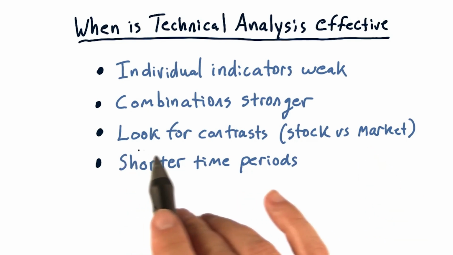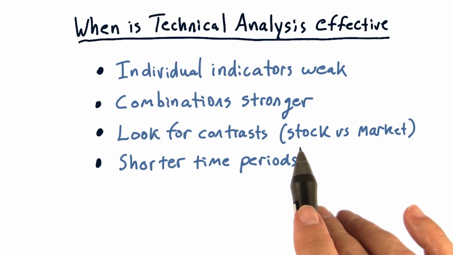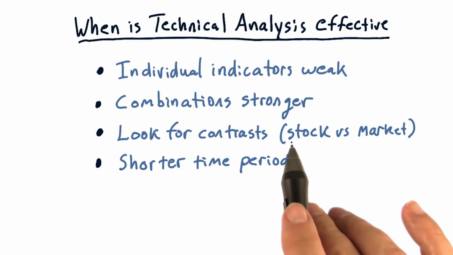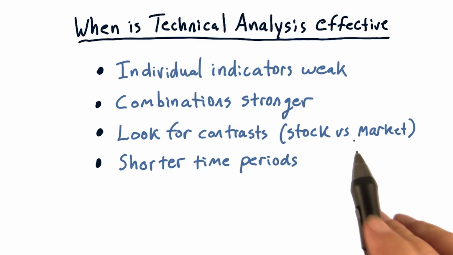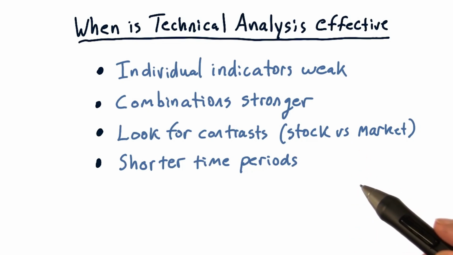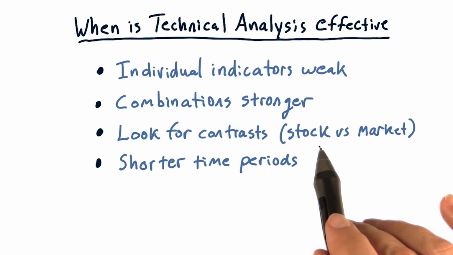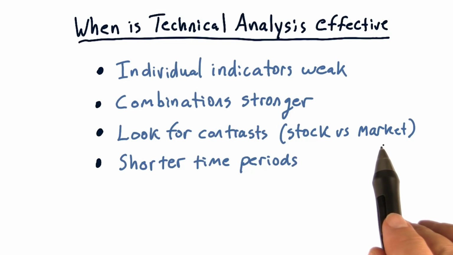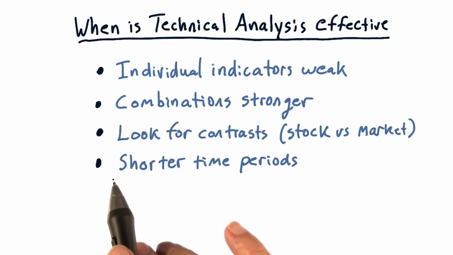Another useful approach is to look for contrasts. In other words, look for one stock that has a strongly different indicator than another stock, or a stock that is contrasting to the market. In other words, if all stocks are behaving in the same way as the market, there's no reason to pick any one stock over another. But if you see certain stocks are behaving differently than the market, then they are worth a further look. Finally, technical analysis generally works better over shorter time periods than longer time periods.